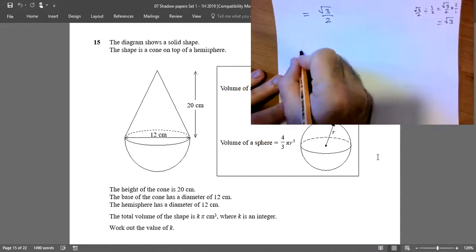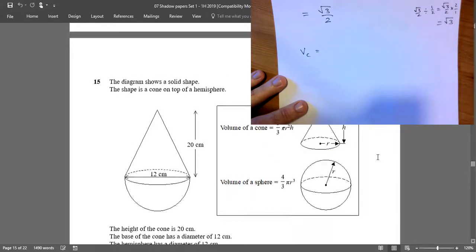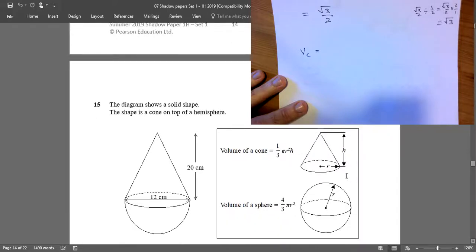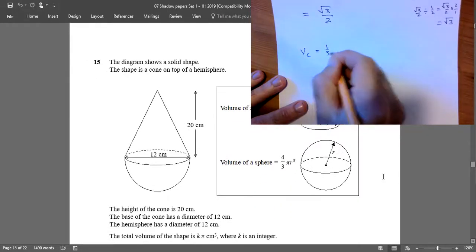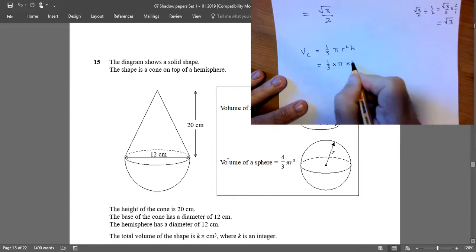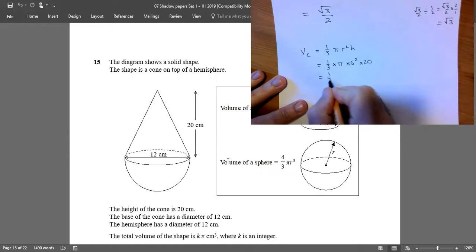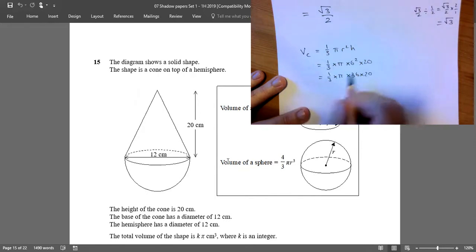So volume of the cone is 1/3 pi r squared h. So here my radius is 6. So that's 1/3 times by pi times by 6 squared times by my height of 20, which is 1/3 times by pi times by 36 times by 20. So 1/3 of 36 is 12. 12 times 20 is 240. So that volume is 240 pi.